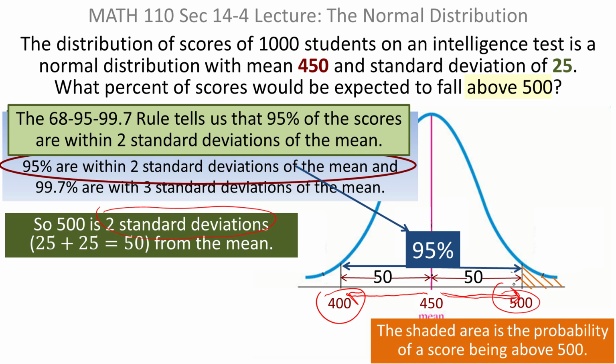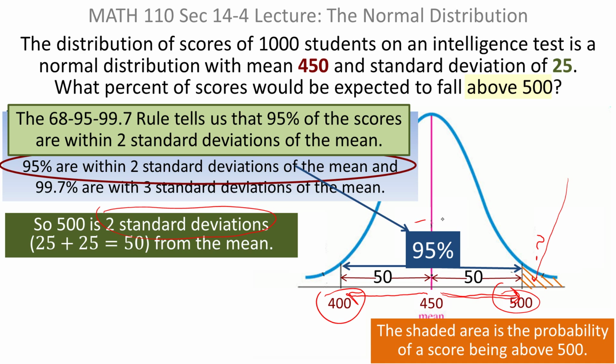That's not exactly what we're looking for, though. We're looking for this little piece of area over here. So even though that rule didn't give us a percentage directly, it did give us enough information to figure out what we do need. We need this area right in here. How do we get it?